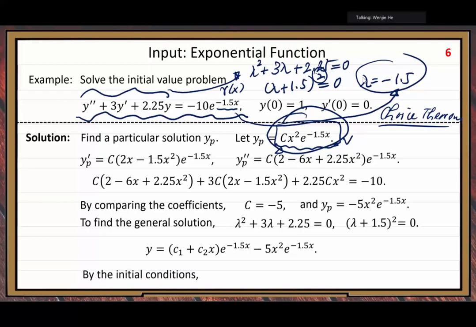Then we can apply the initial conditions to find C1, C2. So you get your final solution. So that's how we find the YP function, the YP solution.